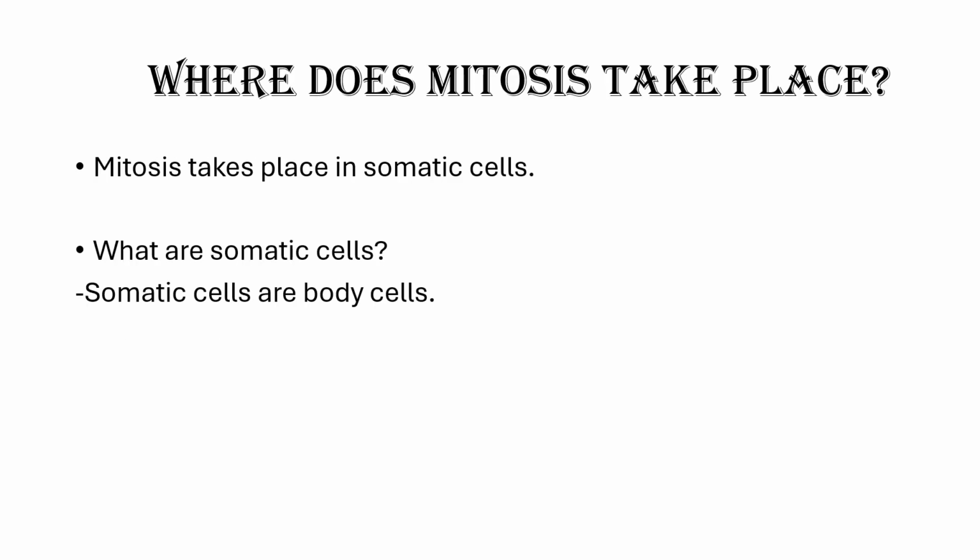So the question is, where does mitosis take place? Mitosis takes place in somatic cells. Somatic cells are body cells. So we have two different types of cells in humans. We have somatic cells. We also have gametes. Gametes are the sex cells. So now we're talking about somatic cells, which are the body cells. Any cell in the body except for the sex cell, except for the sperm cell, except for the ovary. We are talking about body cells. So that's where mitosis takes place.